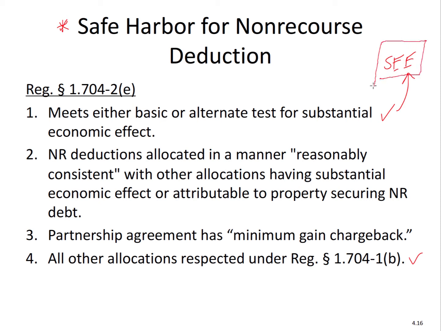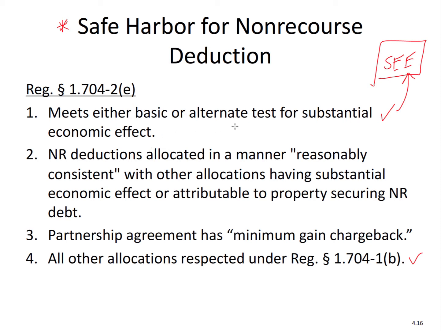So in order to get the safe harbor, you have to go through the substantial economic effect analysis first. Number 1 says you have to meet either the basic or alternate test for substantial economic effect. Please see the previous discussion. If you remember, for the basic test, we had to have capital accounts. If you liquidated the partnership, it must be in accordance with capital account balances. And finally, all partners must contribute money back to the partnership if they have a deficit. So for a limited partnership, that's not going to happen because the limited partner can't go negative under state law.